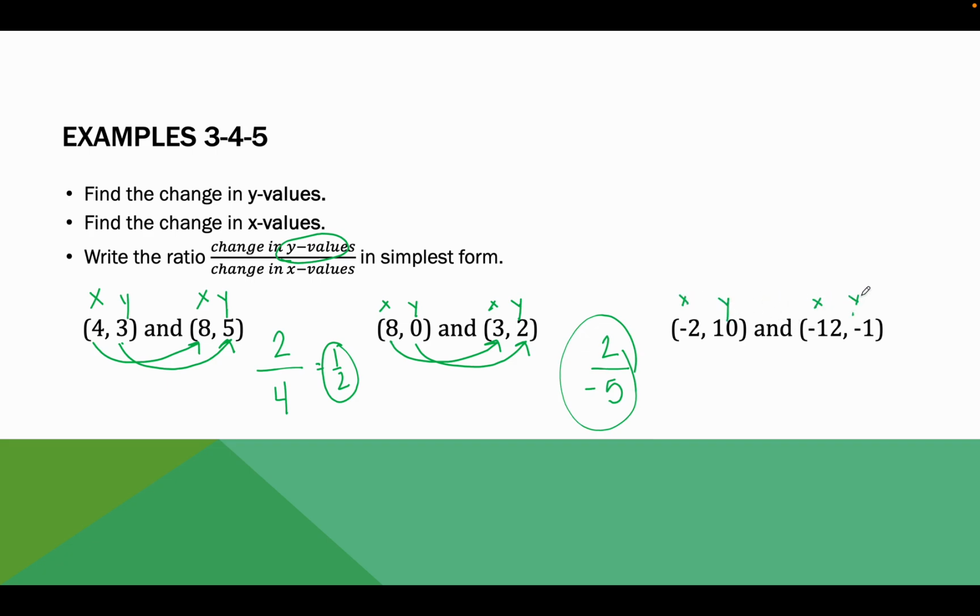For our last example, our y values go from a +10 all the way down to a -1. That is a drop of 11. Our x goes from a -2 all the way down to a -12, which is a drop of 10. So that's a -11 over a -10, which gives us a final answer of +11/10 because the two negatives will cancel each other out.